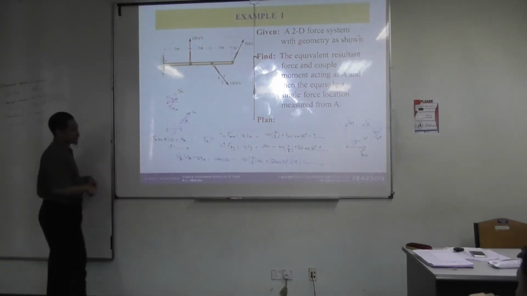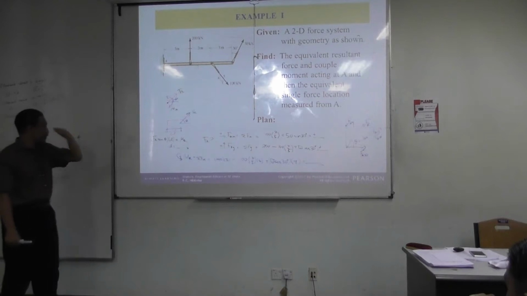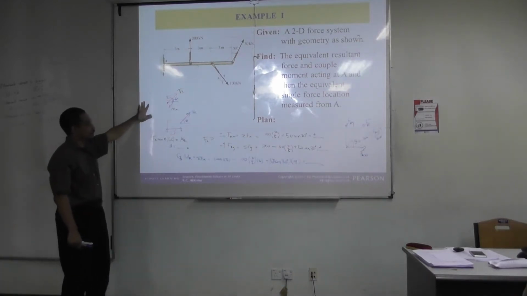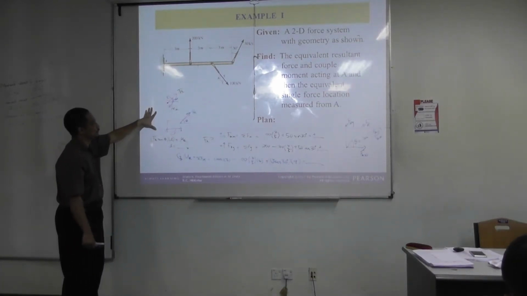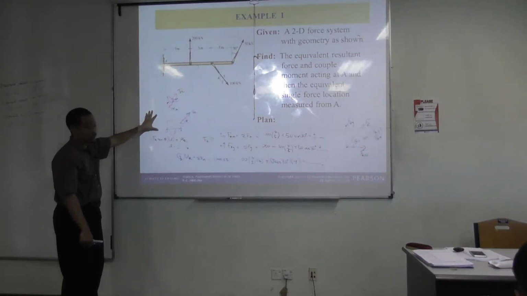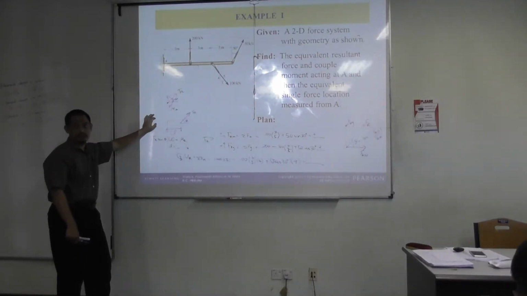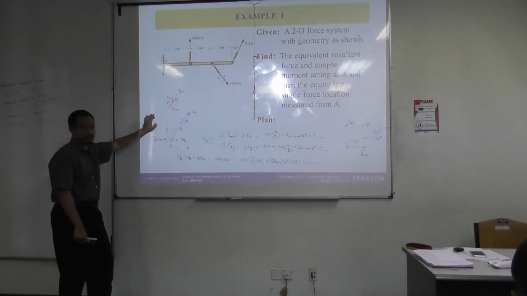So it's fairly straightforward if you understand what's going on. And of course it's straightforward because the question is quite easy. And it's 2D. Any question? So is it understood? Okay, so things like this are not that difficult to understand the concept.